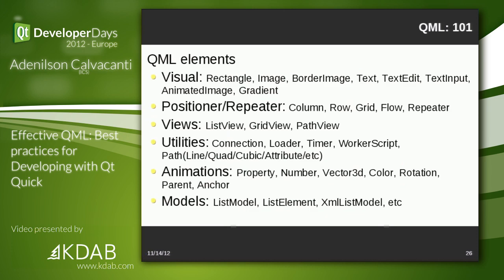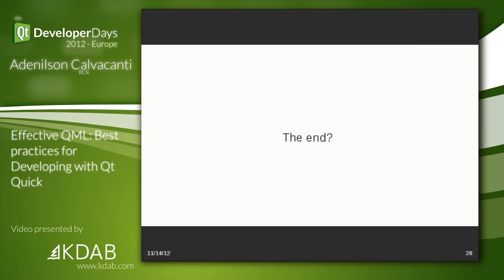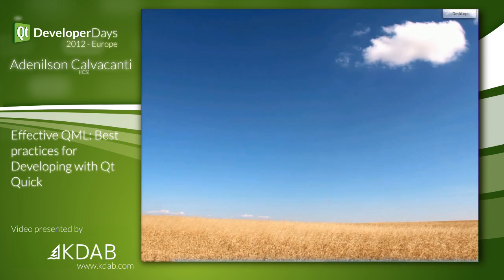All right, QML 101. What are the QML elements? I have some visual elements, positioners, repeaters, views, utility animations, models, and so on and so on. But so many names, I'm not going to read all that. Which brings me to one fairly important subject that we lack the time to cover it all. But I just noticed that I still have some time available for my presentation. Is this the end? No. I have the second part.